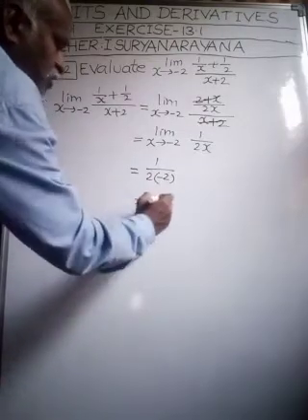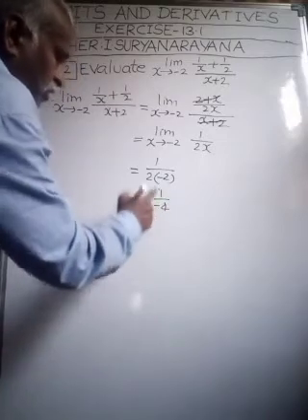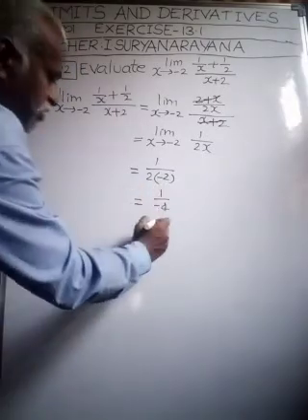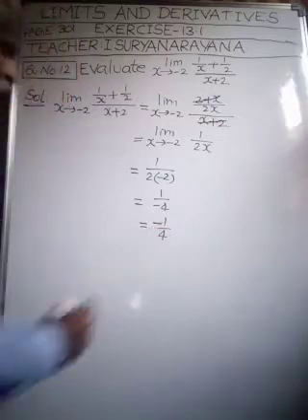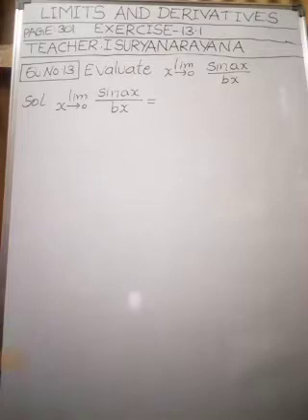Now let us simplify. What will we get? 1 by minus 4. Understood this step, my children? This can be written as minus 1 by 4. Understood, my children? Now come to the next question.